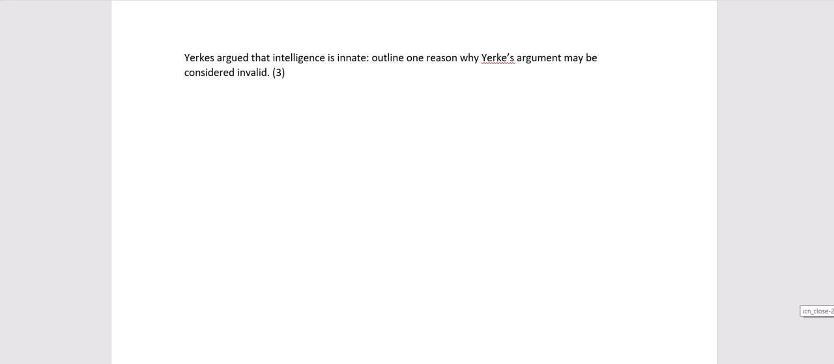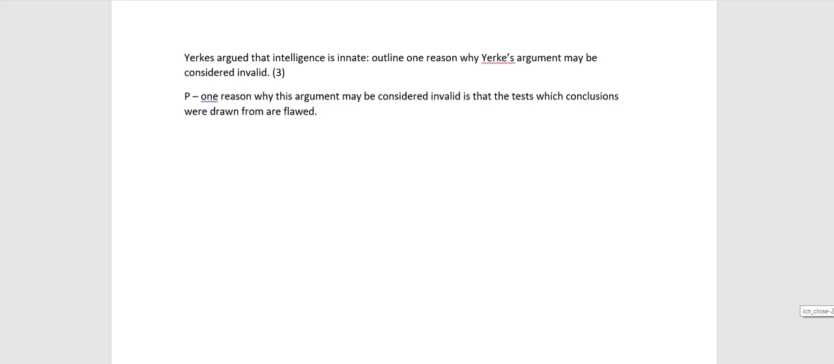So again, I'm just going to have a go at writing up a bit of a model answer and then I'll explain it to you. I would structure this as a PEEL paragraph, as it's essentially an evaluation question because you're evaluating the validity of the study. And it's for 3 marks, so a PEEL paragraph would do. So my point here is that one reason why this argument may be considered invalid is that the tests which conclusions were drawn from are flawed. So that's my reason. Then I'm going to go on to give some context and explain that.